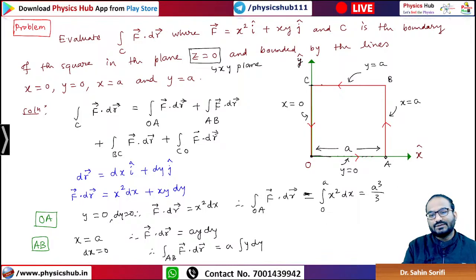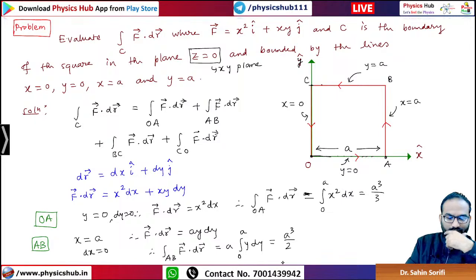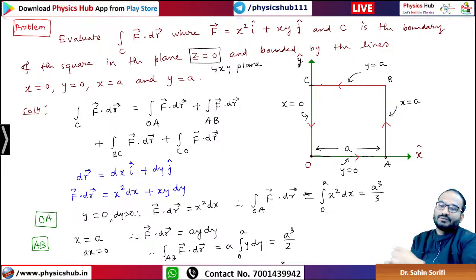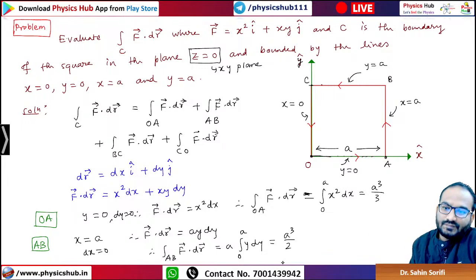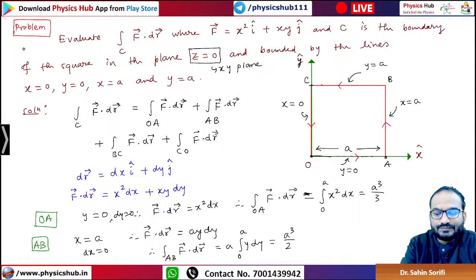y is varying from 0 to a, right? So this is y square by 2. So a square by 2, and this is also a cube by 2. So I think you can easily calculate now the line integral from B to C and from C to A. So let's calculate for B to C.